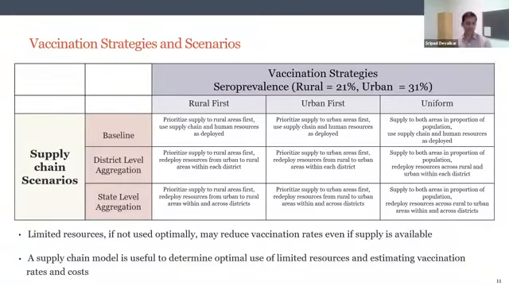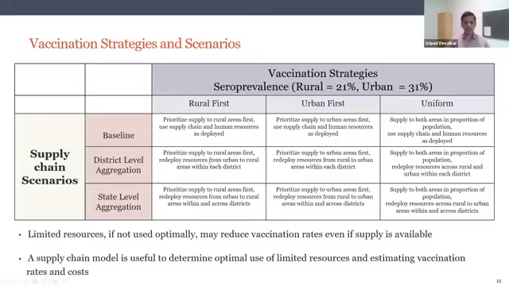You could also move resources across districts. Now, obviously, redeploying resources, moving resources from one portion of the district to another or across districts is costly. And therefore, each of these different scenarios will have a cost associated with them.